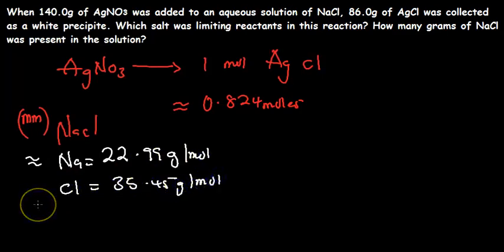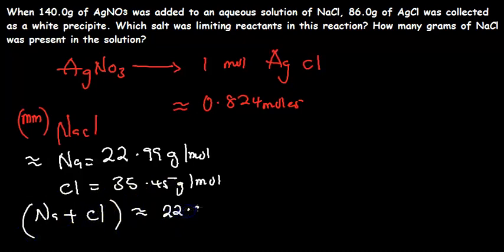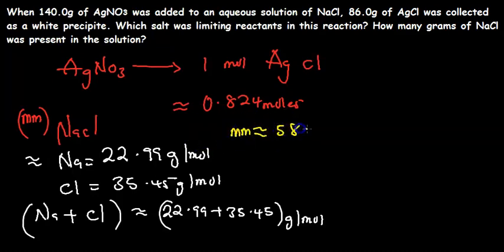For us to find the molar mass, we're simply going to add the masses of sodium and chlorine together. This is simply going to be 22.99 plus 35.45. Always remember, everything is going to be in grams per mole. If you join the two together, the molar mass is simply going to be 58.44 grams per mole.